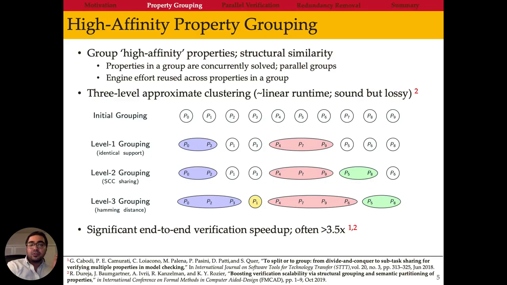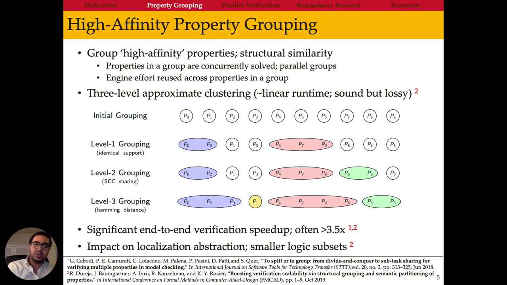The verification of group properties significantly improves end-to-end verification performance. The impact is more pronounced on localization abstraction, for which the size of the abstraction learned is sensitive to structural similarities between the properties that are localized concurrently.